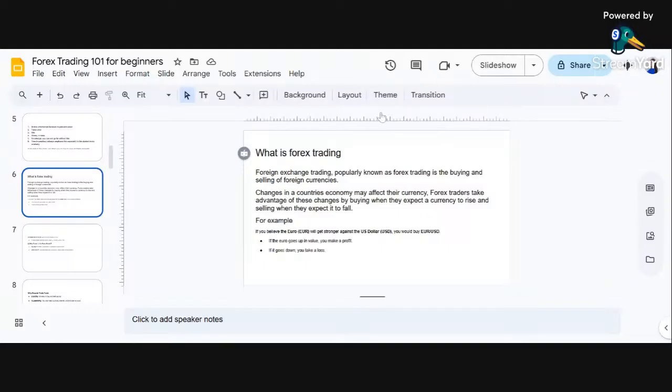what is forex trading? Forex trading means foreign exchange trading. That is what forex trading means. Foreign exchange trading, popularly known as buying and selling of foreign currencies. Changes in a country's currency economy may affect changes in the currency, and forex traders take advantage of these changes by buying when they expect the currency to rise and selling when they expect it to fall.